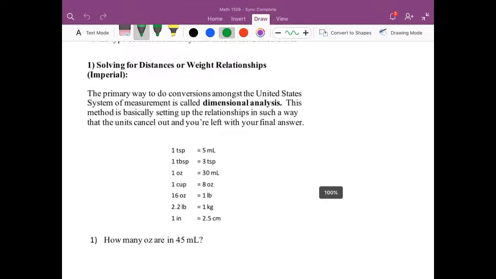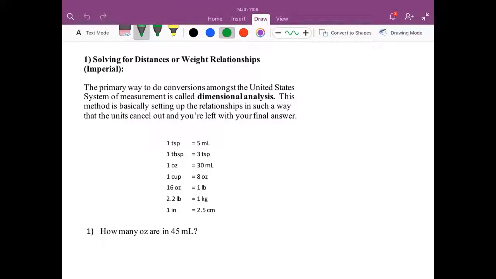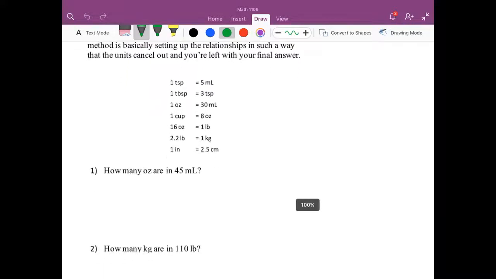So these are the ones that you're going to need. I will provide them on a test, so don't feel like you have to memorize these. But these are the ones we're going to be using in class. Okay, so if you need to pause the video and write this down, go ahead. We're going to do some examples.